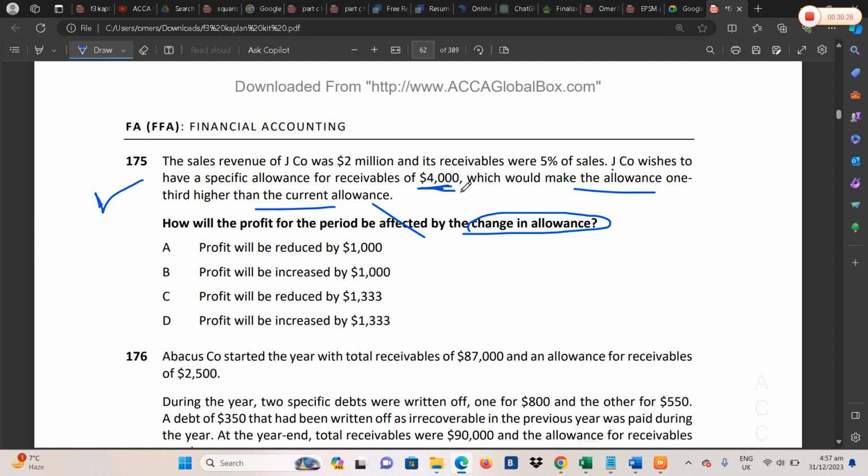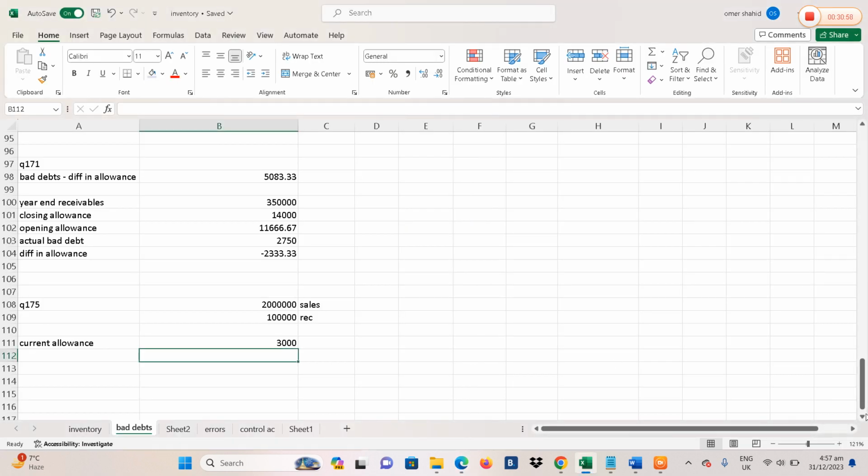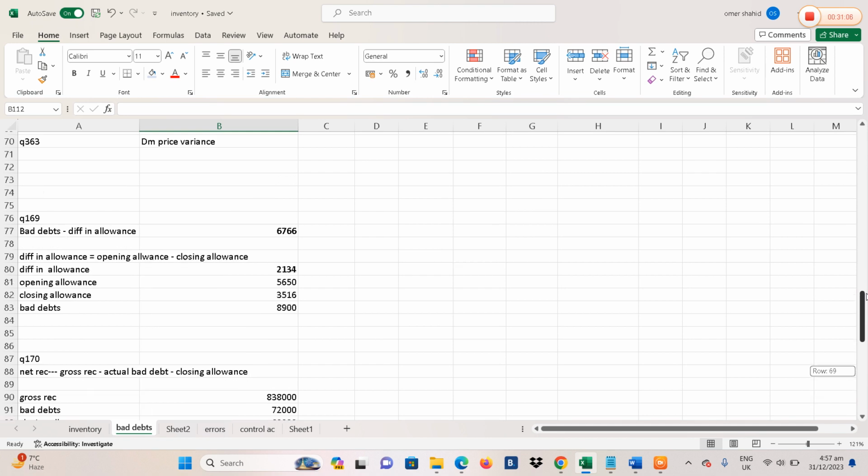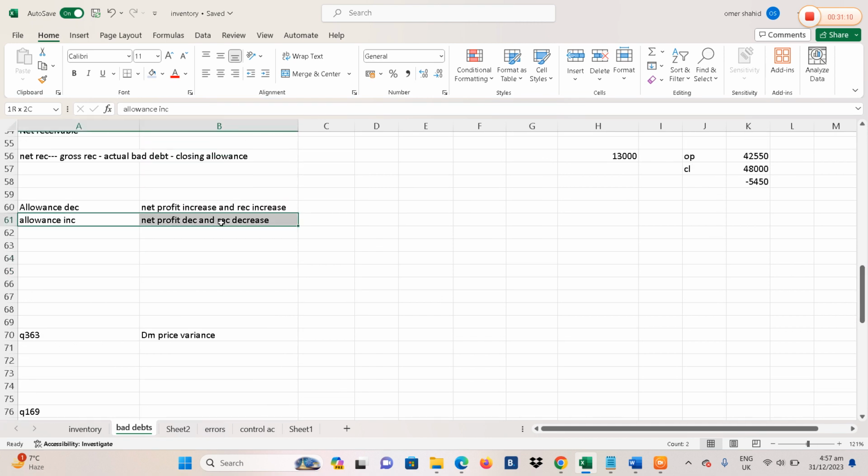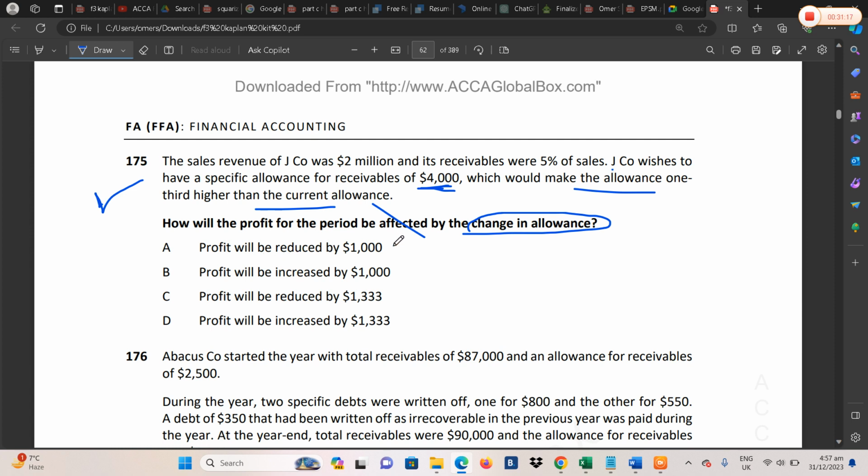All right. So what is the difference between the allowances? It became from 3,000, it became 4,000. So this means that there is an increase in allowance, right? Because 3,000 was our current allowance and we moved to 4,000. We made the allowance 4,000 on the wish of the company. So there is an increase in allowance by 1,000. As we studied, if we are increasing the allowance, our profit and receivable will decrease. If the allowance is increasing, net profit will decrease and receivable will decrease by 1,000. So answer A is our answer. Option A.